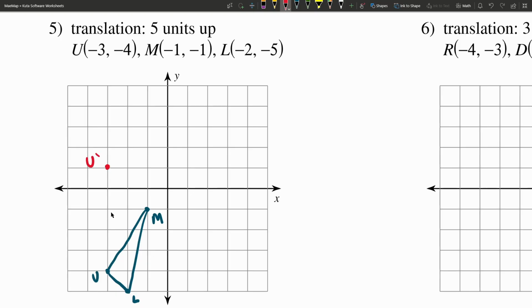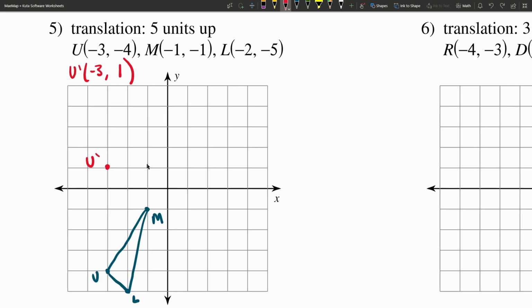This is U prime. Another way I could calculate U prime is if I know I'm moving 5 units up, that's 5 units in the positive y direction. So my x isn't changing, so I know that U prime still is at -3 in the x, but my -4, shifting 5 up, that's adding 5 to -4, which will give me a +1. And we can confirm that this point here does indeed fall at (-3, 1). And again, that was just adding 5 to -4.